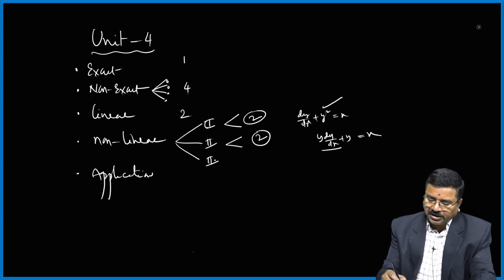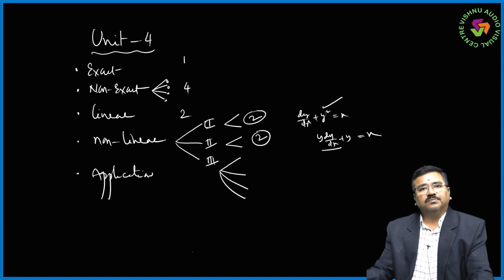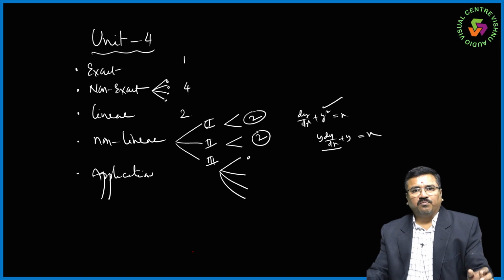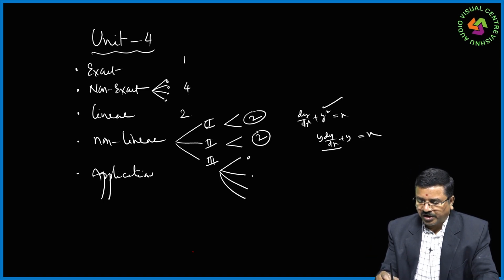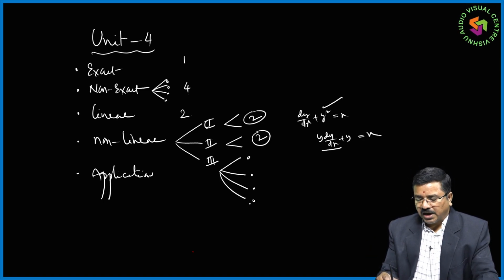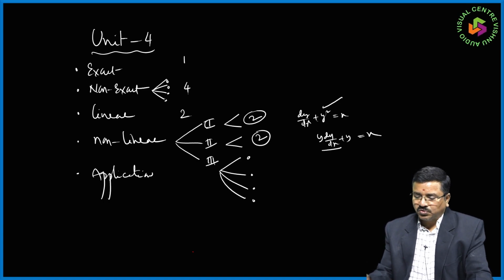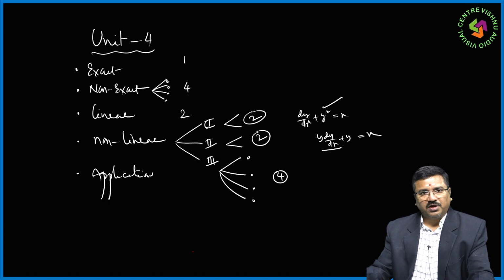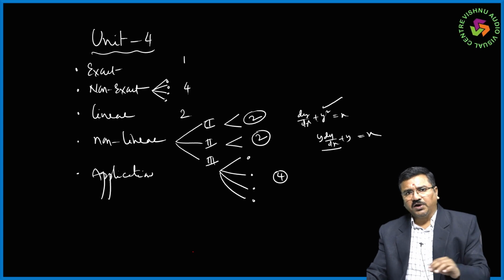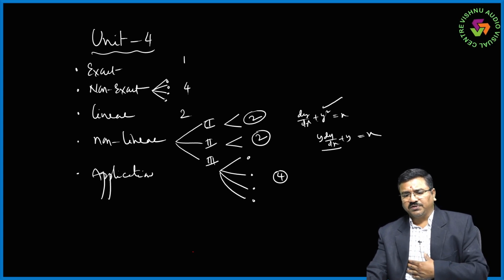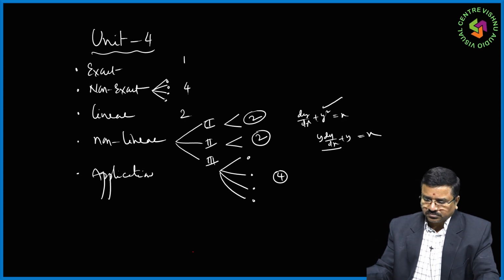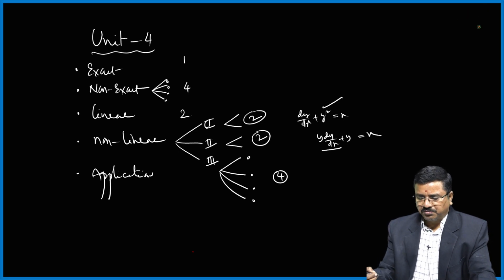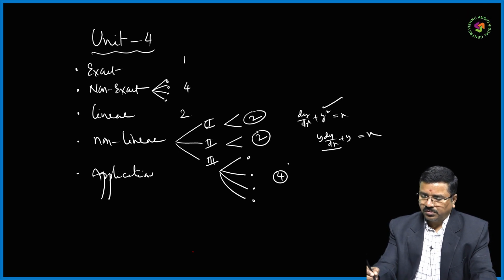But coming to the type 3 nonlinear, we have four types in this one. One is the factorization of p. The second one is solvable for x, solvable for y, and Clairaut's equation. So in total we have four different types of problems, and moreover it is difficult for most of the students to understand this one.